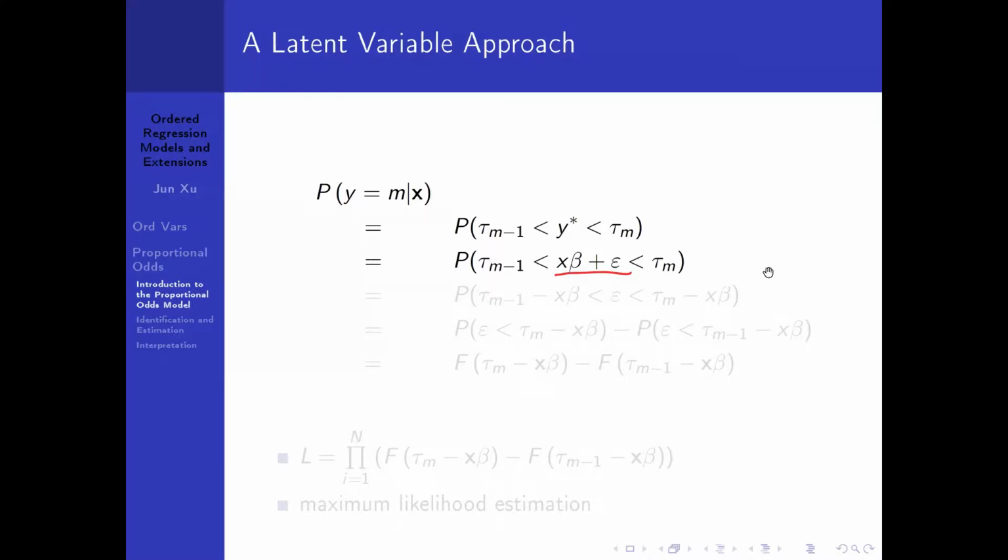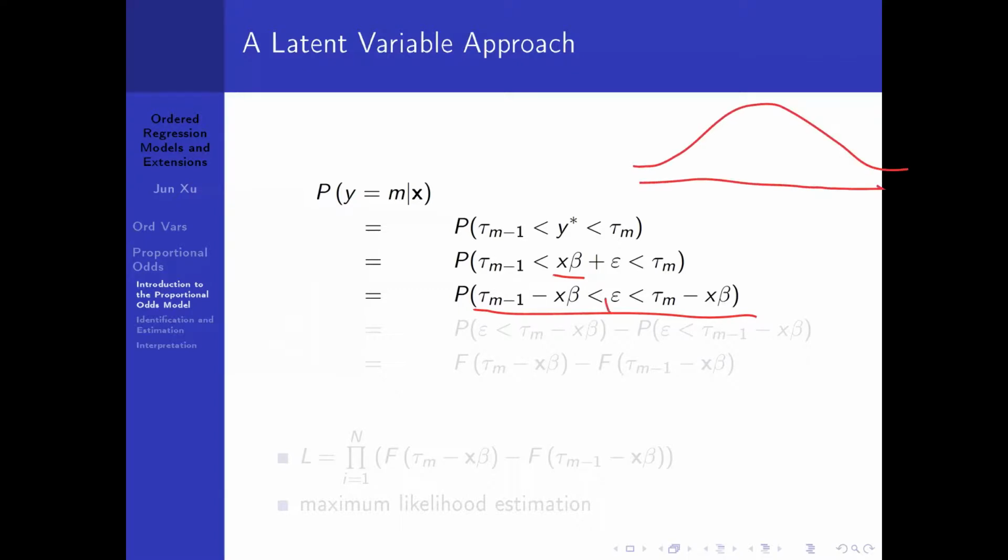What we're going to do next is rearrange the equation, moving x beta around, and we get this inequality. And for this inequality, if you remember basic statistics, let's say the error term follows a certain distribution. Better to be a symmetrical distribution. Then this epsilon follows a certain distribution.